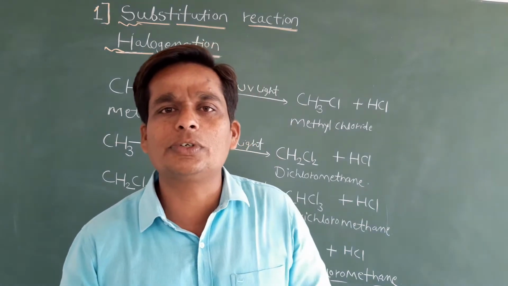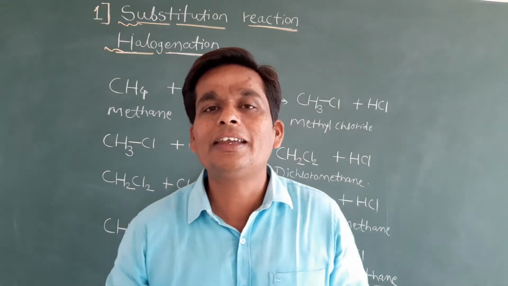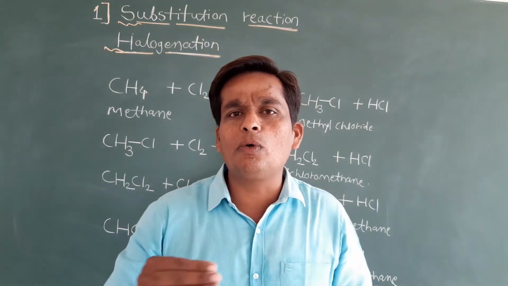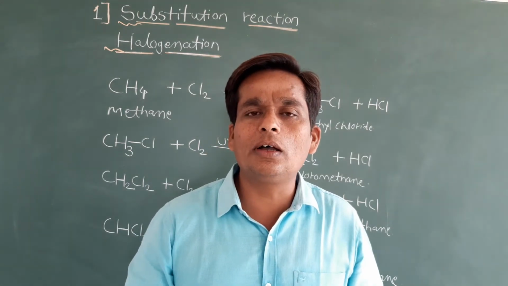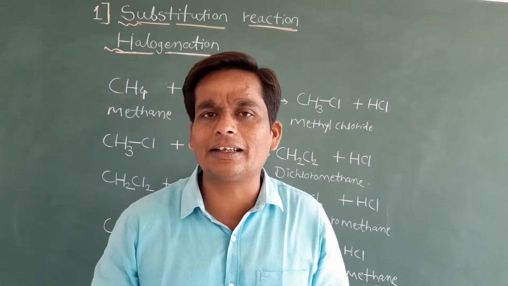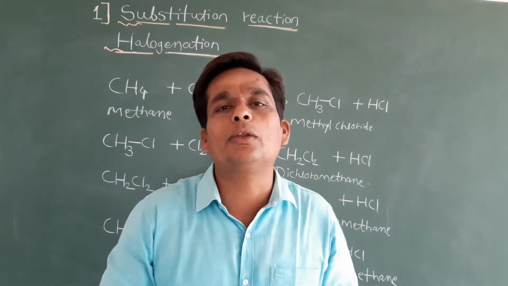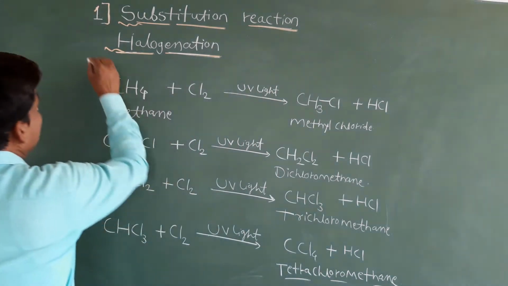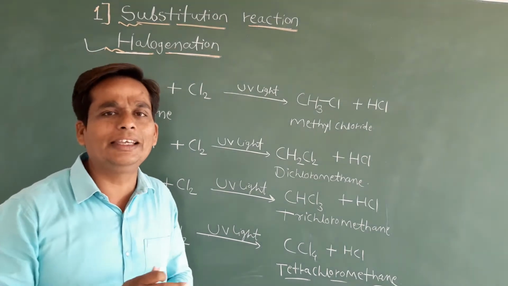So students, in this substitution reaction, today we are discussing the halogenation reaction. What is the halogenation reaction? Very simple, halogenation means that from any alkane, one or more hydrogen atoms are replaced by halogens. The halogens are in group number 17 of your periodic table: chlorine, bromine, fluorine, iodine and astatine. So halogenation is when one or more hydrogen atoms from an alkane are replaced by the halogen group.